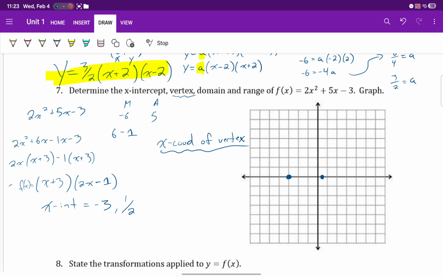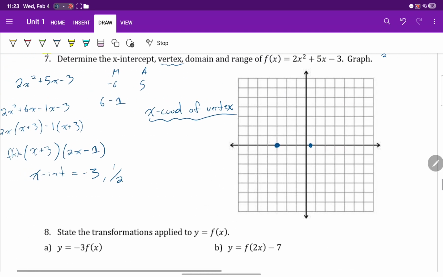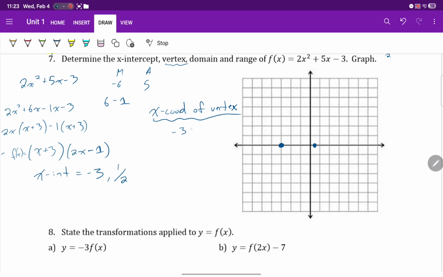So for the x coordinate of the vertex, what we're going to do is add my x-intercepts together, negative 3 plus 1/2, and then divide that by 2. So when I do that, negative 3 plus 1/2 is negative 5 over 2, all divided by 2, which is equal to negative 5 over 4. So that's negative 1.25, which is right about here. So my vertex falls on that vertical line there.